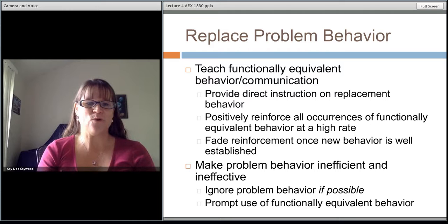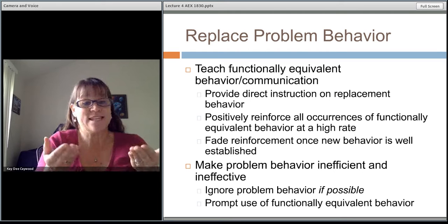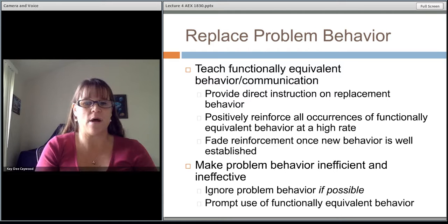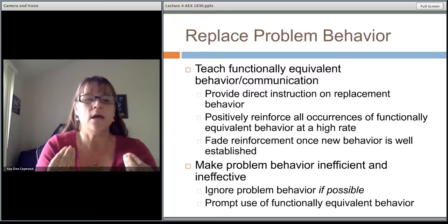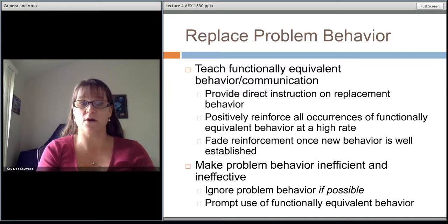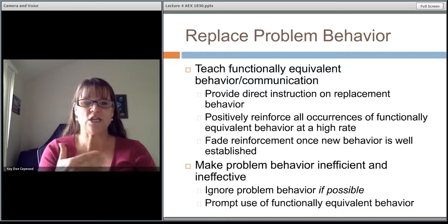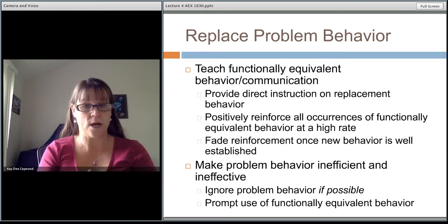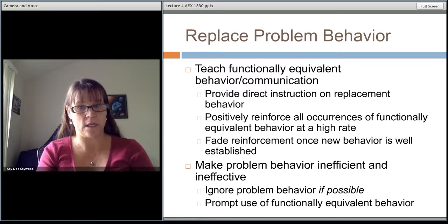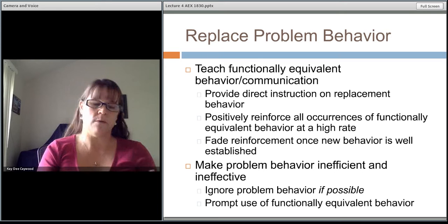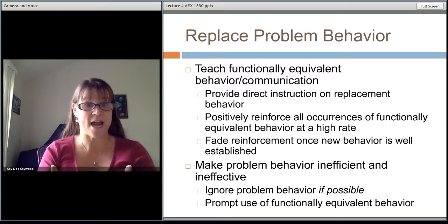Also, whenever you ignore a behavior, you're going to get what's called an extinction burst. So you may see that problem behavior increase to a very high rate. So if it's something you know that you can't tolerate going to a high rate, you may want to think about doing something else other than ignoring the behavior. So you may want to put them through a prompt system of using the functionally equivalent behavior. You can use other strategies like positive practice or overcorrection as ways to make the problem behavior inefficient and ineffective.